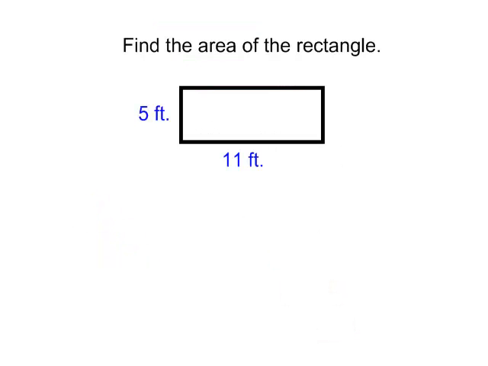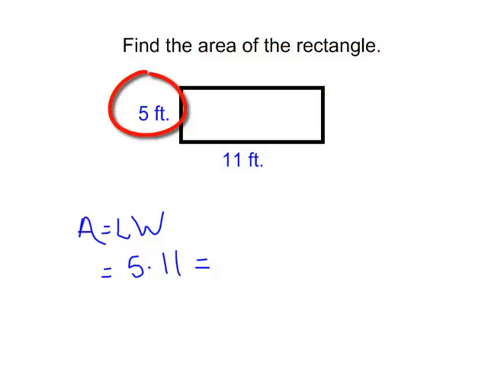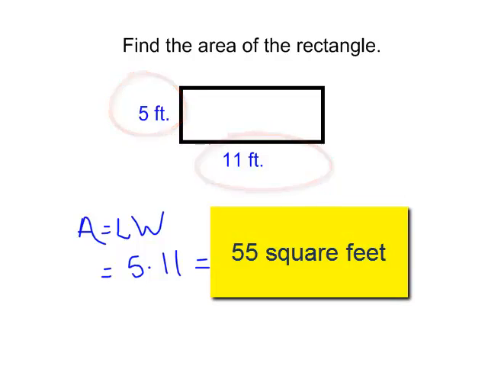Find the area of the rectangle. I have a rectangle that is 5 feet by 11 feet. The area is equal to the length times the width, which will equal 5 feet times 11 feet. Now remember, when we had x times x, we would get x squared. Well, if I have 5 feet times 11 feet, that would be 55 square feet.